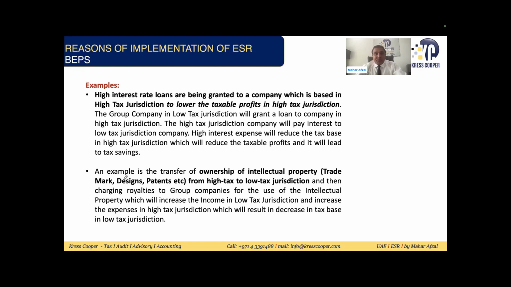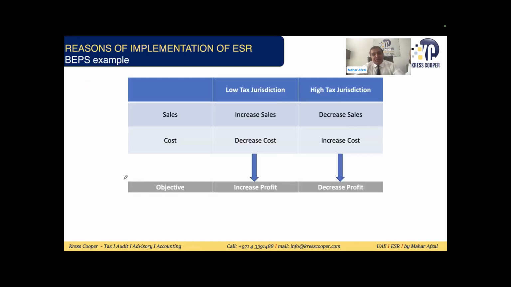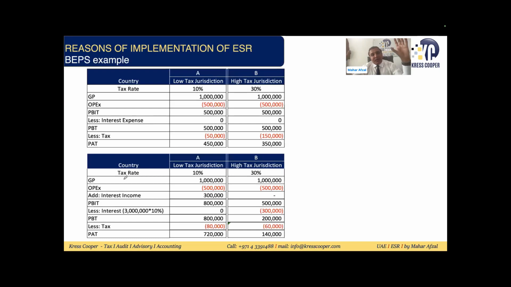economic substance regulations. So just look into this example that high interest rate loans are being granted to a company which is based in the high tax jurisdiction to lower the taxable profits. The company which is based in the low tax jurisdiction is issuing the loan to another company which is based in the high tax jurisdiction. So what will be the impact? If the low tax jurisdiction company is giving the loan to the high tax jurisdiction company, it means the cost in the high tax jurisdiction will go up and the revenue in the low tax jurisdiction will go up.